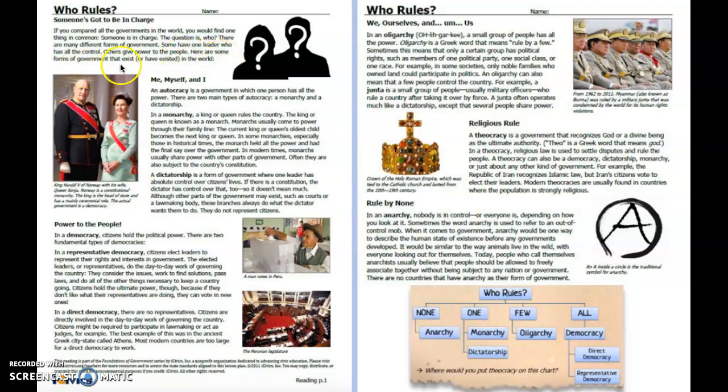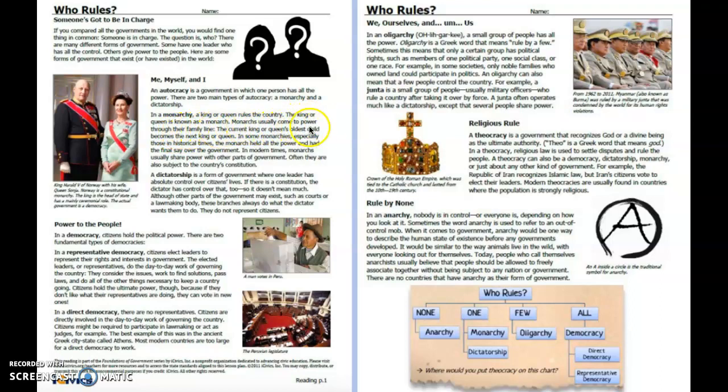Here are some forms of government that exist or have existed in the world. Me, myself, and I. An autocracy is a government in which one person has all the power. There are two main types of autocracy, a monarchy and a dictatorship. In a monarchy, a king or queen rules the country. The king or queen is known as a monarch.